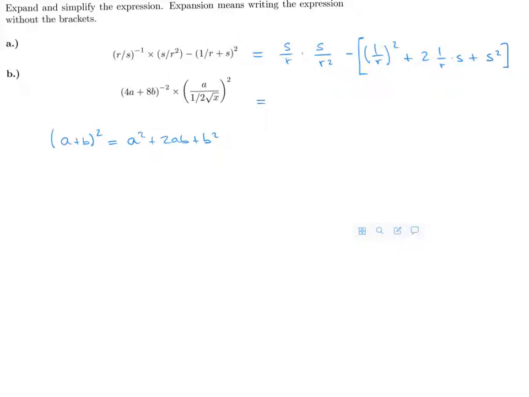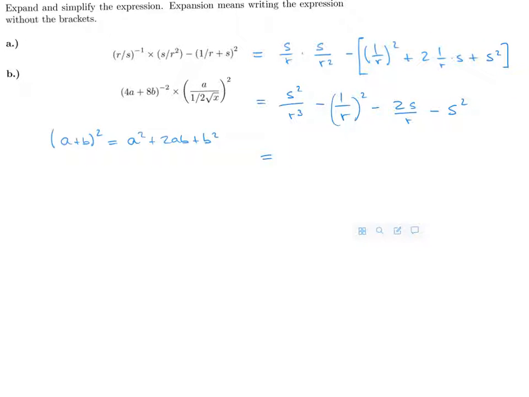Okay, so this simplifies to s squared divided by r to the power of 3 minus. And now it's important that you notice, you see, I have to put the bracket because there is a minus, and now everything what is plus in the brackets turns to a minus. So this is 1 to the power of 2 minus 2. I could write it as 2s divided by r minus s to the power of 2.